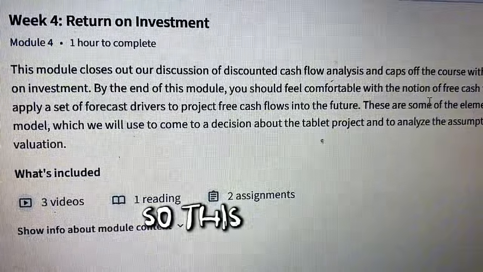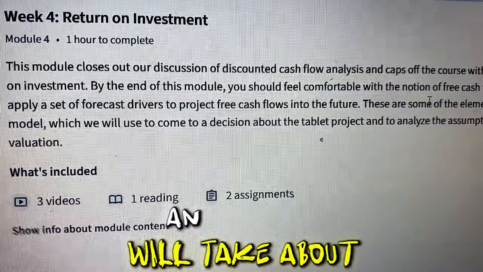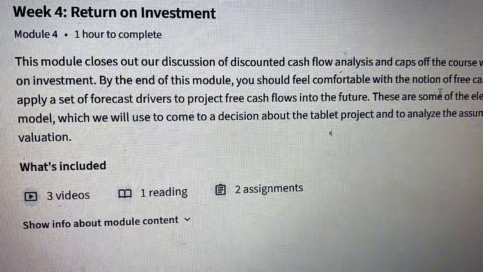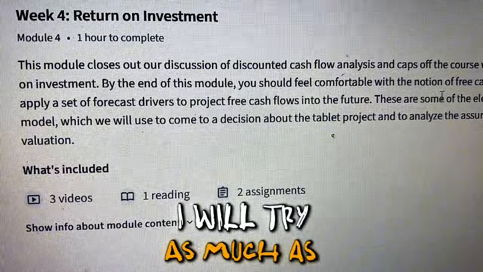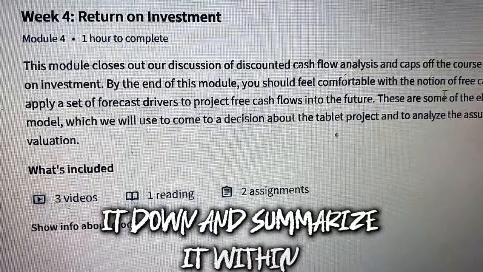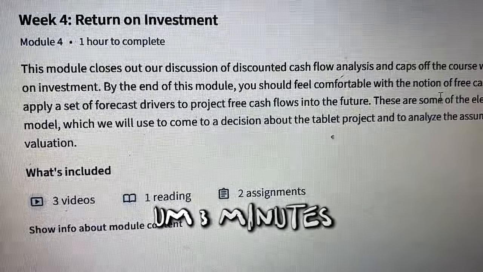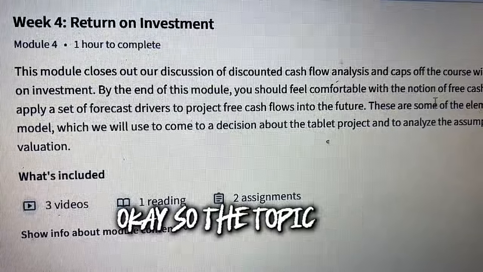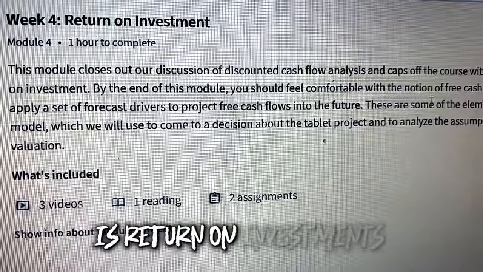This module will take about an hour to complete, and I will try as much as possible to break it down and summarize it within 3 minutes. So the topic for today is return on investments.